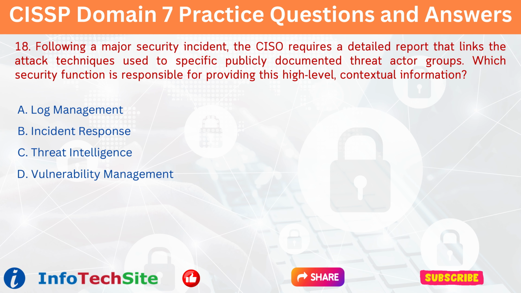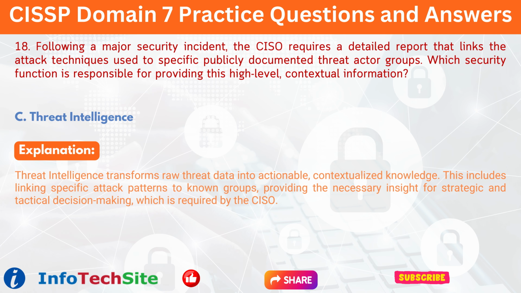18. Following a major security incident, the CISO requires a detailed report that links the attack techniques used to specific publicly documented threat actor groups. Which security function is responsible for providing this high-level, contextual information? A. Log management. B. Incident response. C. Threat intelligence. D. Vulnerability management. The correct answer is C.